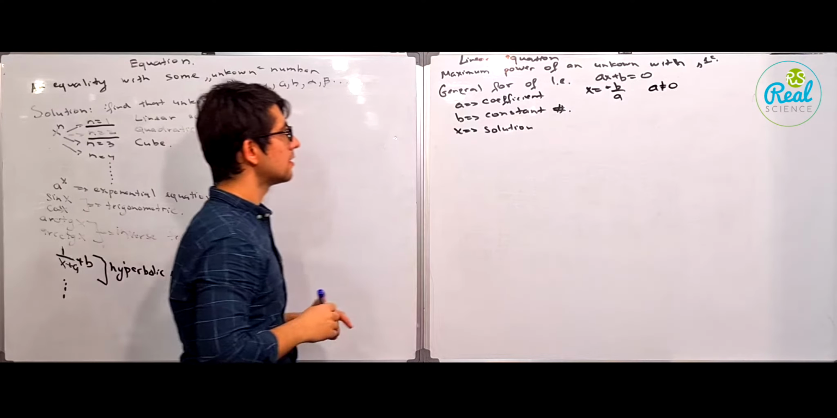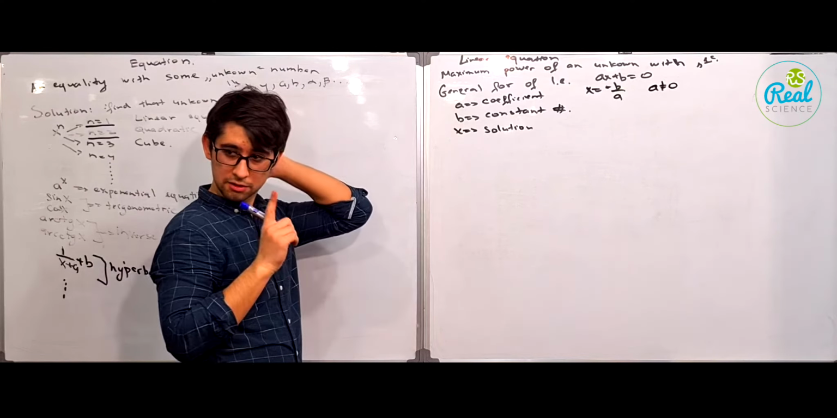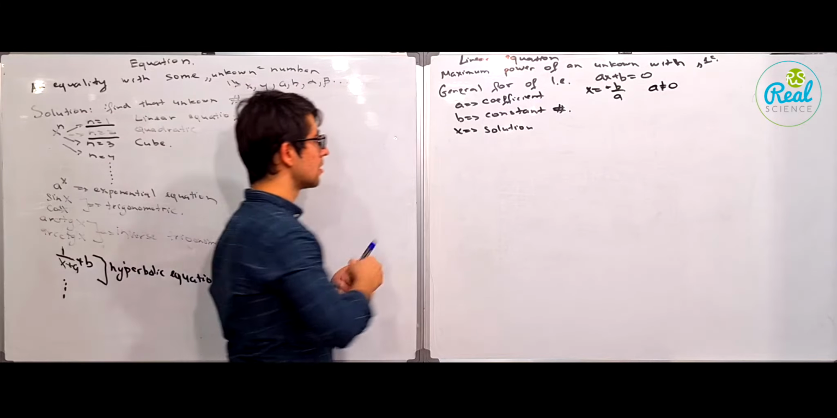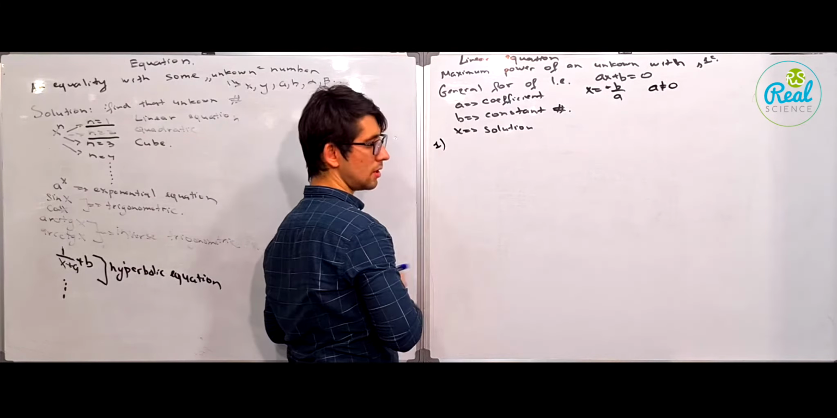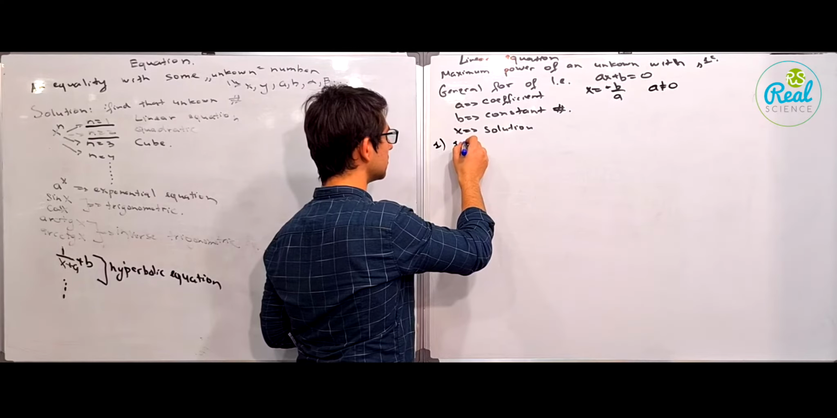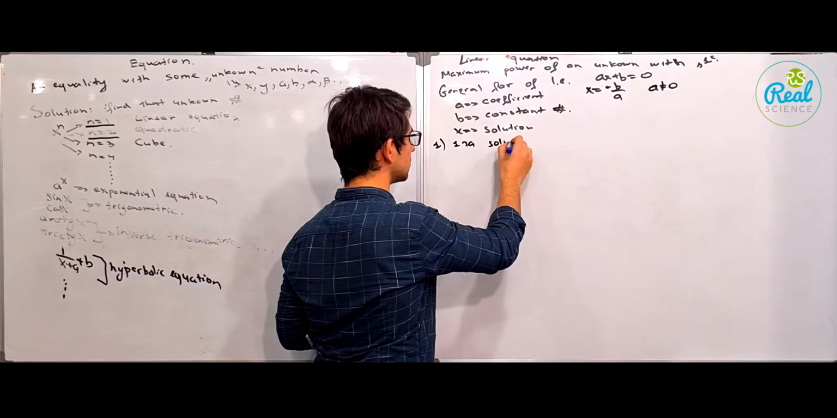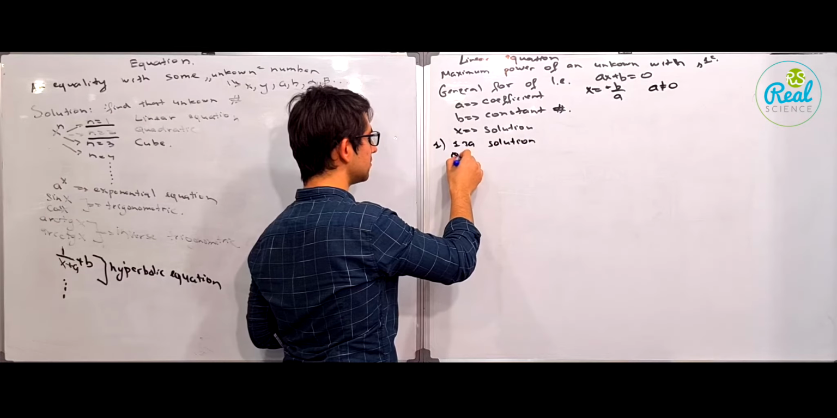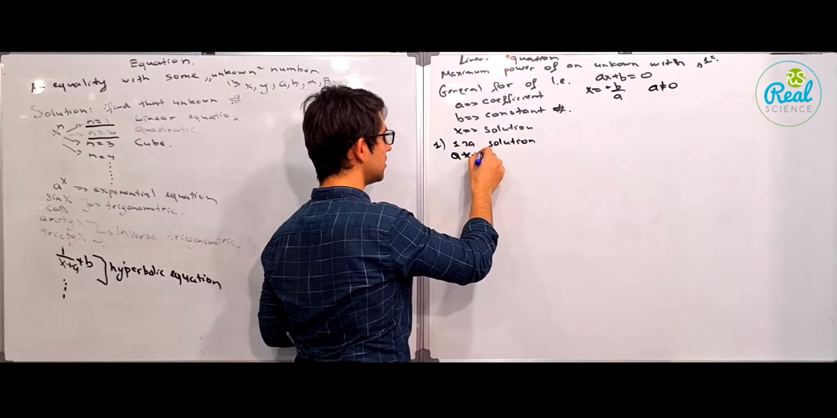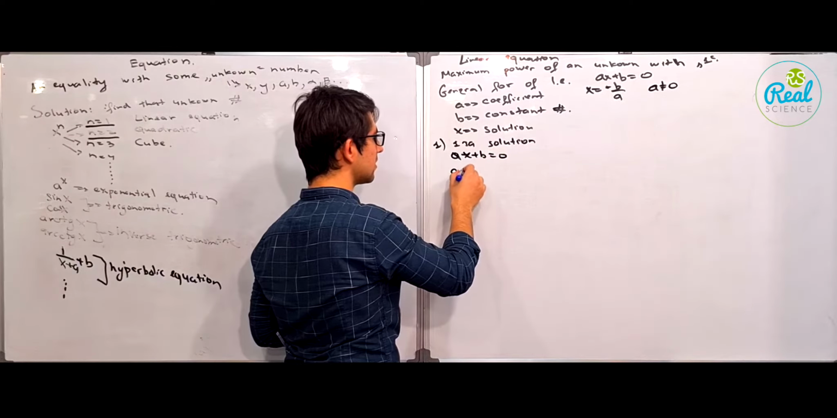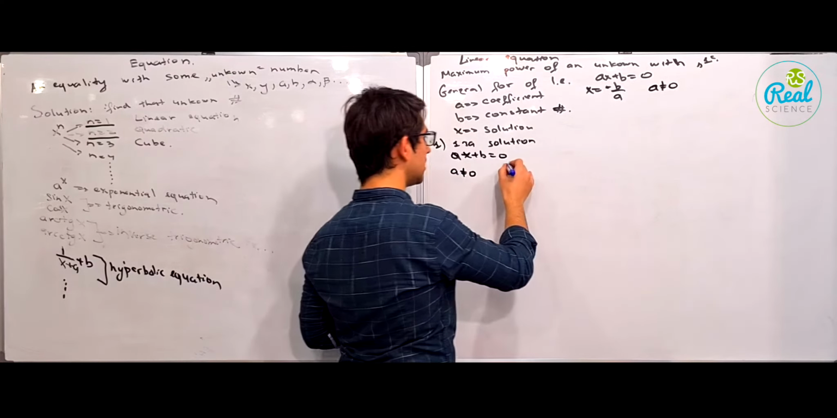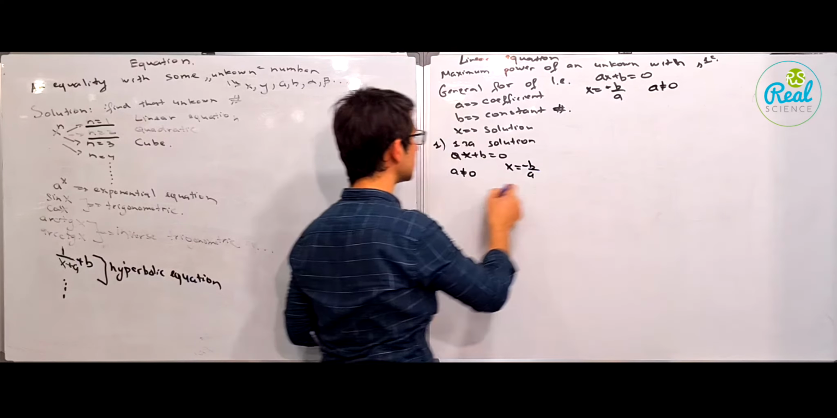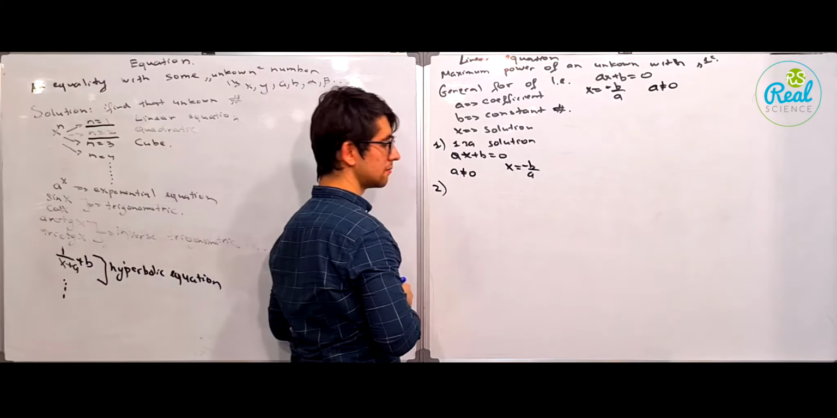Some guys will tell you that a linear equation will have only one solution. So is it right? No. So let's start from the one solution case. That one solution: ax plus b equals 0, where a is not equal to 0. So here x equals minus b over a. We have seen it, guys, right? Yes.